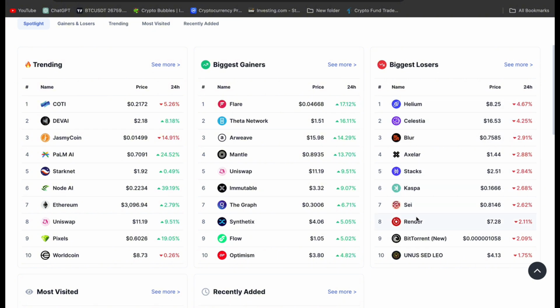So I want you to pay close attention to what I'm going to say here. If you are going to take a trade, cryptocurrencies are always increasing in value. If a coin is found on the trending section, what you should be thinking about is maybe something is happening.